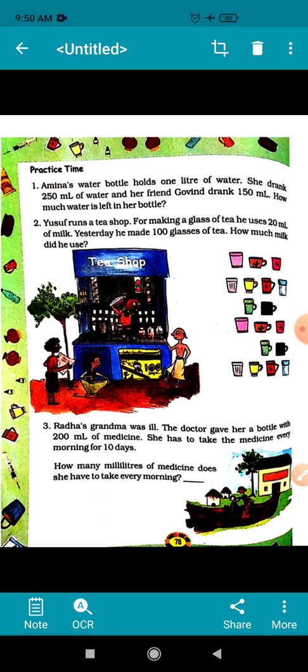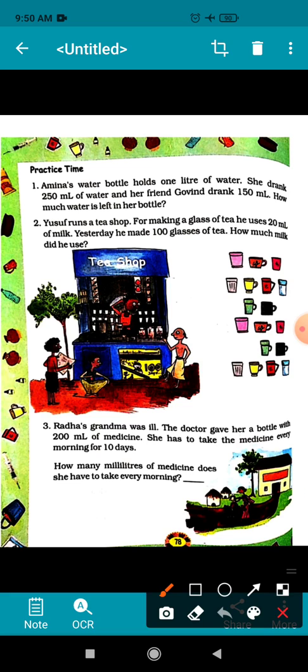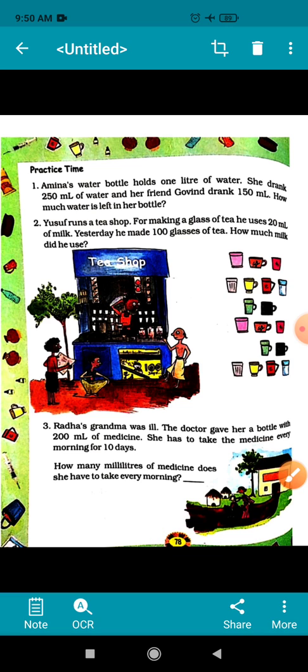Children, today in this class, we will apply our knowledge in solving different sums. So today I have taken a few questions from page number 78 of your maths book. Children, first of all, we will read the problem nicely and understand what are the things given and what we have to find out. So let us start with problem number 1.